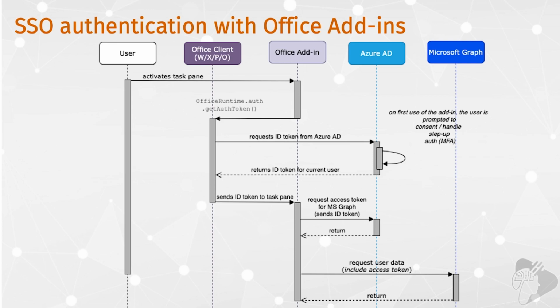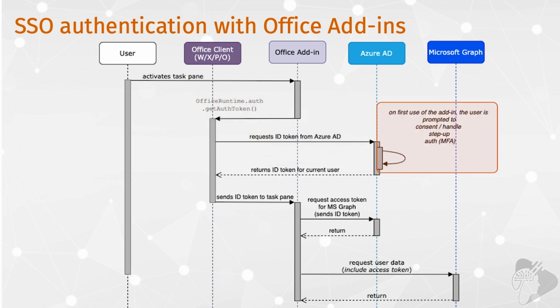Now let's take a moment and explore how single sign-on authentication works with Office add-ins. Office added support for SSO late in 2020. In the add-in, you're going to make a JavaScript call using the Office JS API to a method, and this is going to tell the Office client app to obtain an access token, or really an ID token, for the add-in that's going to be coming from Azure AD.